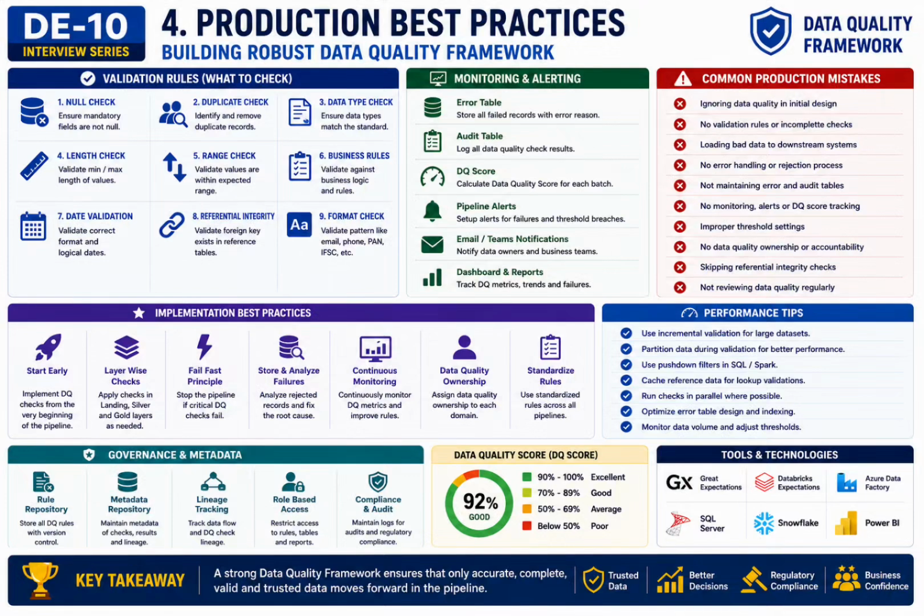Then some common production mistakes include loading data without validation and ignoring rejected records, not maintaining audit tables, missing monitoring dashboards, no business ownership of data quality, and performing validations only after production failures. Avoiding these mistakes significantly improves business trust, reporting accuracy, and regulatory compliance.